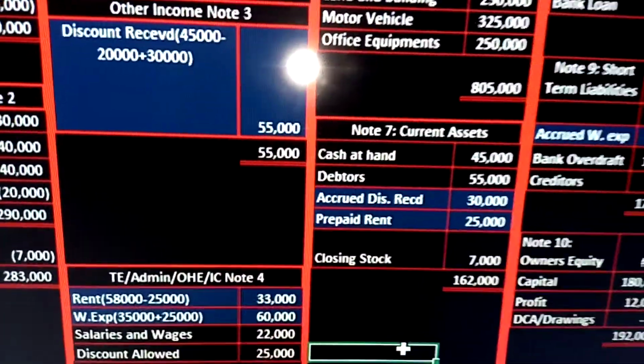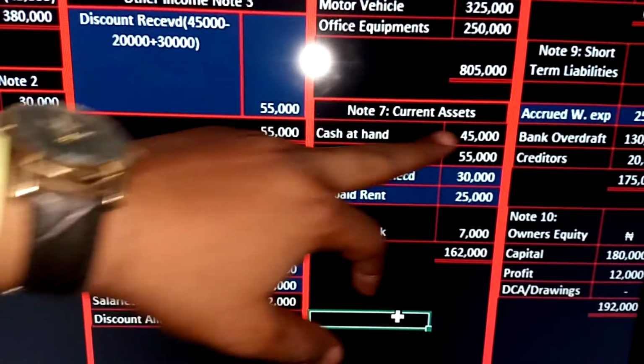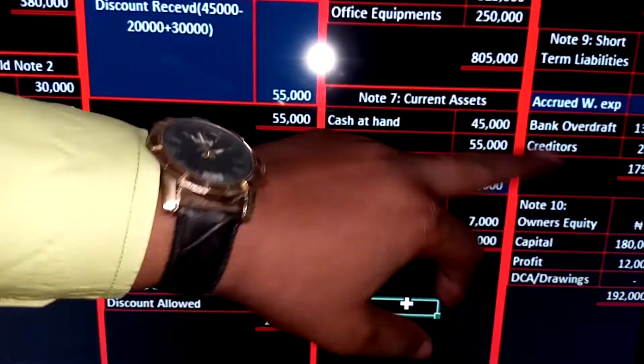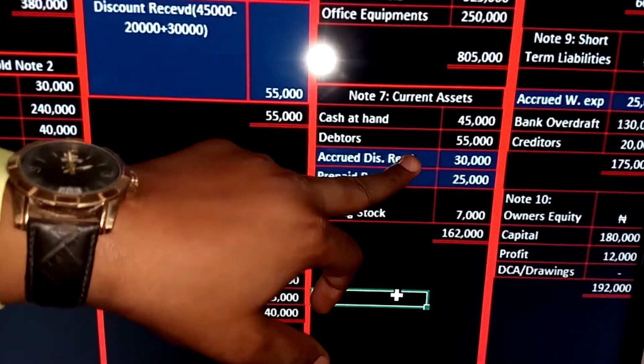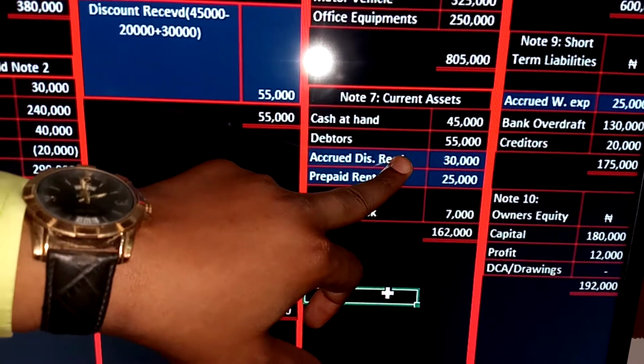So we have note 7. What are the items there? Cash at hand is in the question. Debtors is in the question. Accrued discount received, that's the adjustment that we made for discount received.